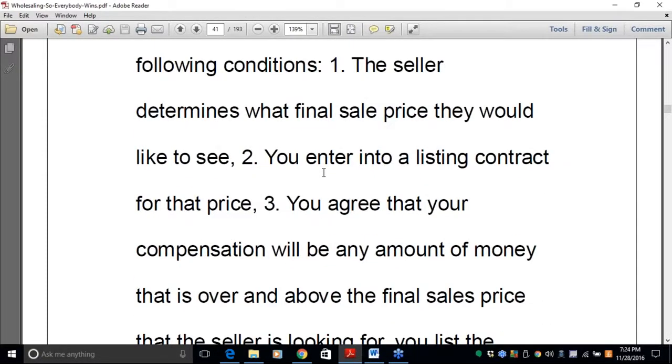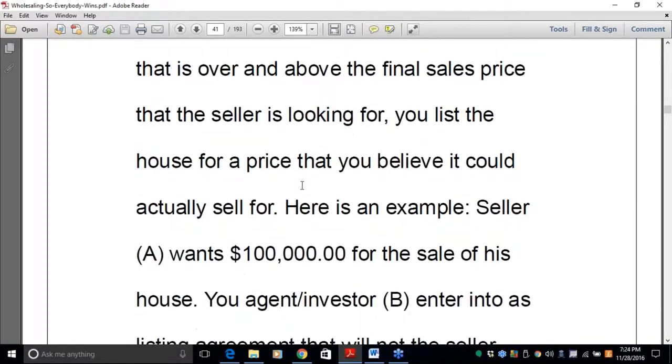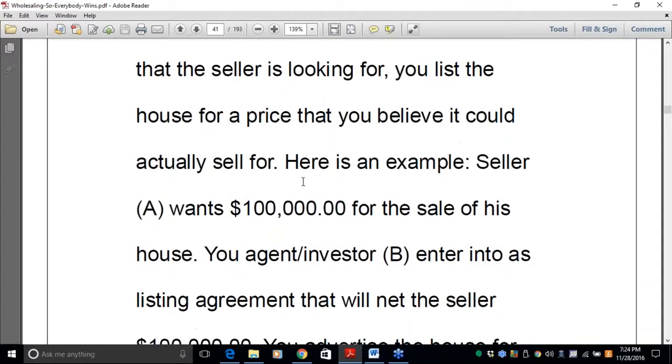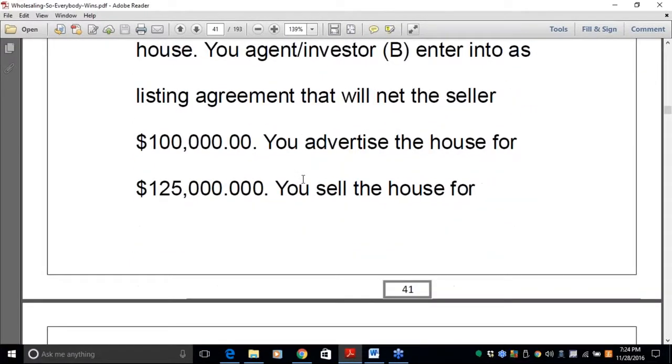In any case, I just described this content, and this is in the book, Wholesaling So Everybody Wins. I'm not sure if Beverly sent it up, but you all have access to it online, regardless of whether you're a brand new student. You probably are going to be getting loaded to the membership section this week.